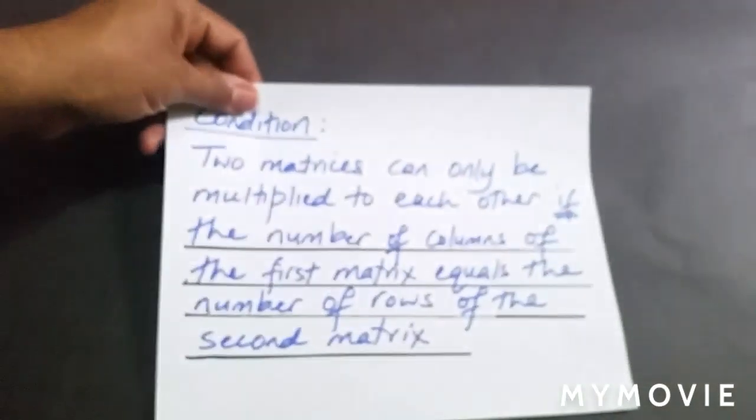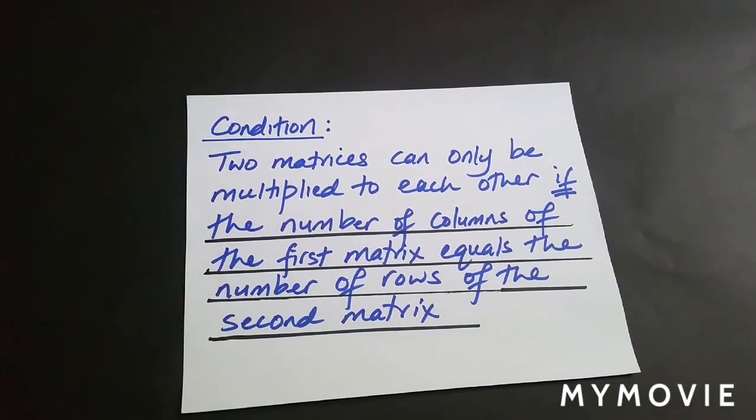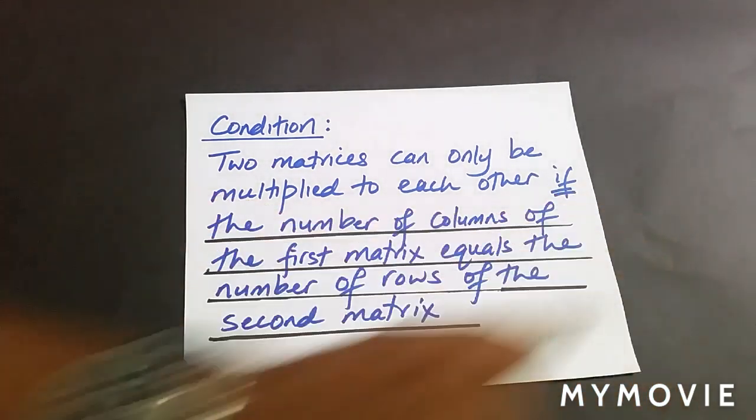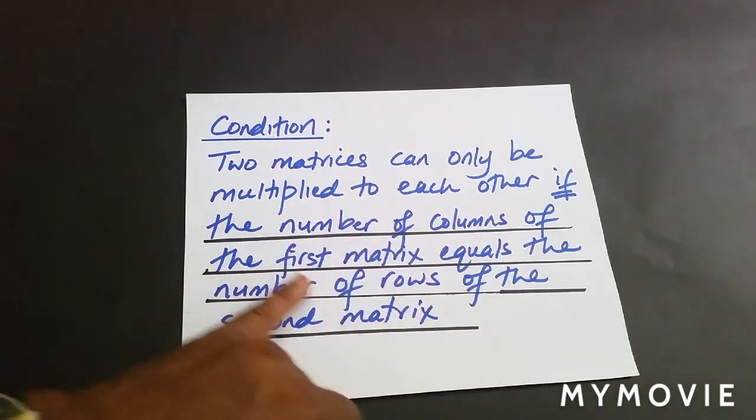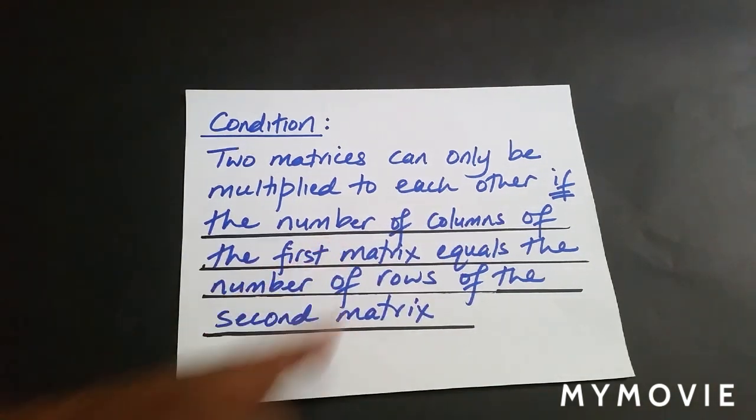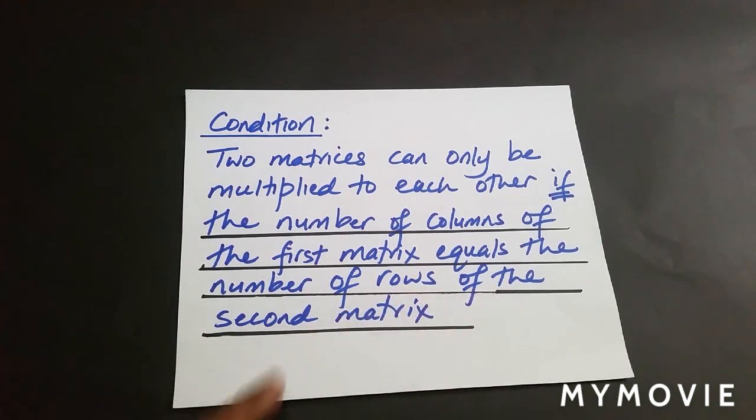Now, here's the condition in question. It says here, two matrices can be multiplied to each other if, and only if, the number of columns, notice it says columns here, the number of columns of the first matrix equals the number of rows of the second matrix. That's a condition that has to exist in order for two matrices to be able to multiply to each other. So again, two matrices can be multiplied if the number of columns of the first matrix equals the number of rows of the second matrix.